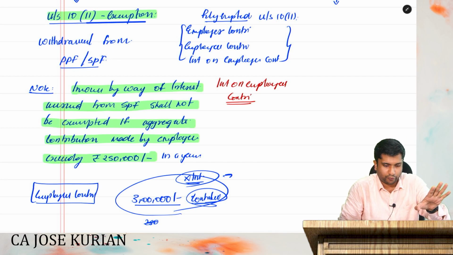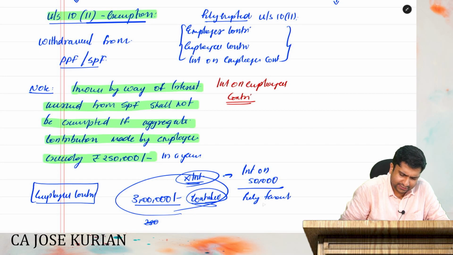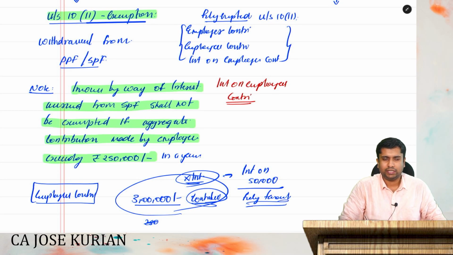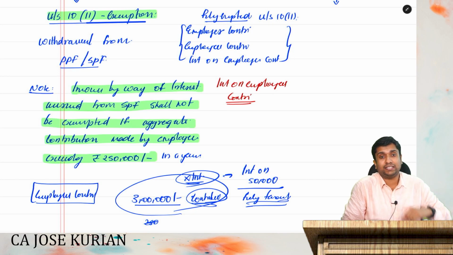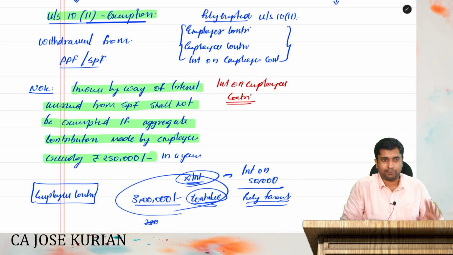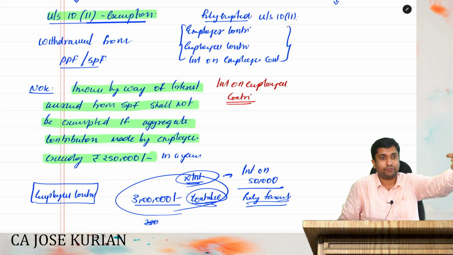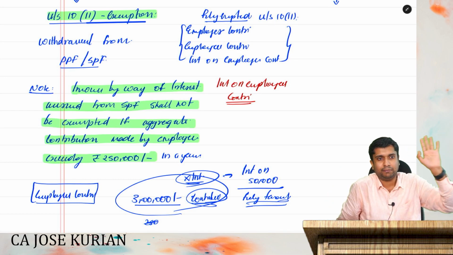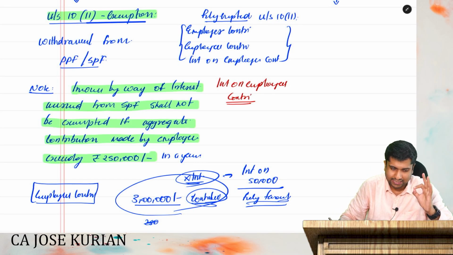At the time of withdrawal, interest on 50,000 will be fully taxable. What is the rate of interest? That we don't know. Depends upon the fund. But the interest on that excess 50,000 alone will be fully taxable. Up to 2,50,000, interest is not at all taxable. Over and above 2,50,000, if you are accruing an interest income, that entire interest income will be taxable at the time of withdrawal. That's what the department says.